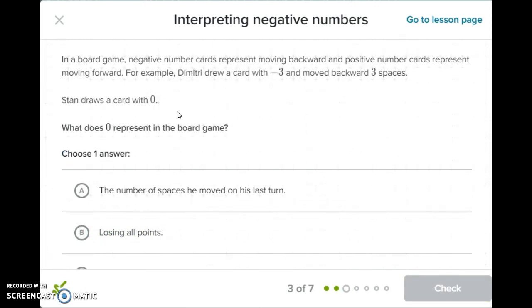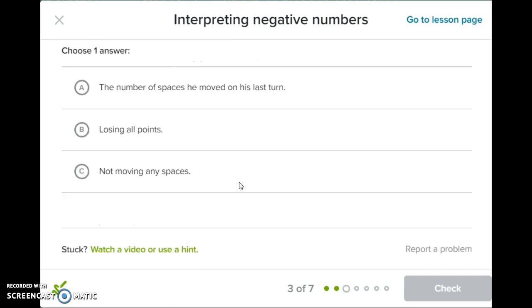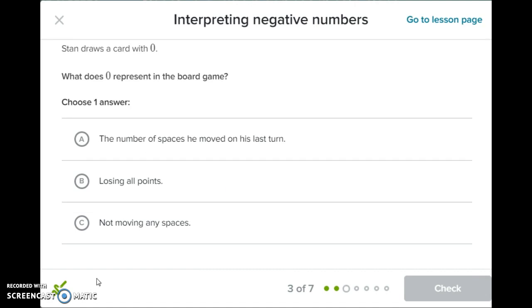In a board game, negative number cards represent moving backwards and positive number cards represent moving forward. For example, Dimitri drew a card with negative 3 and moved backwards 3 spaces. Stan draws a card with 0. What does 0 represent in a board game?